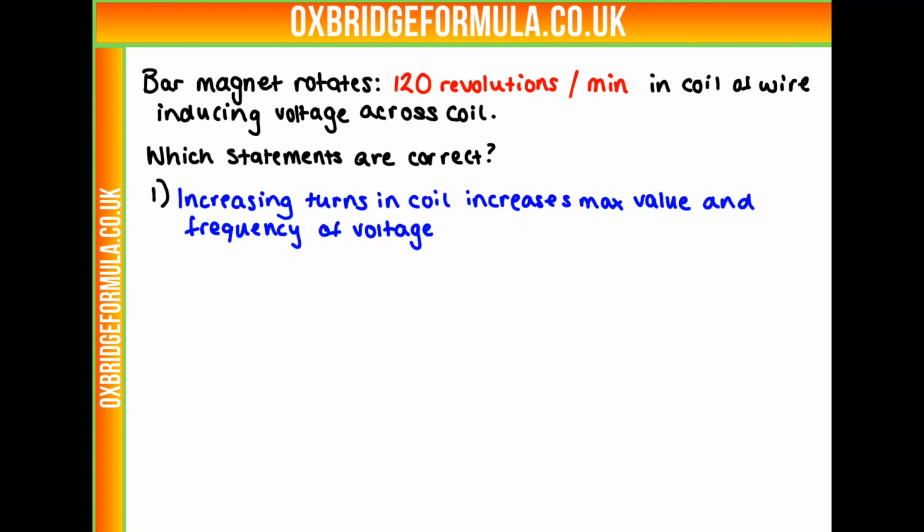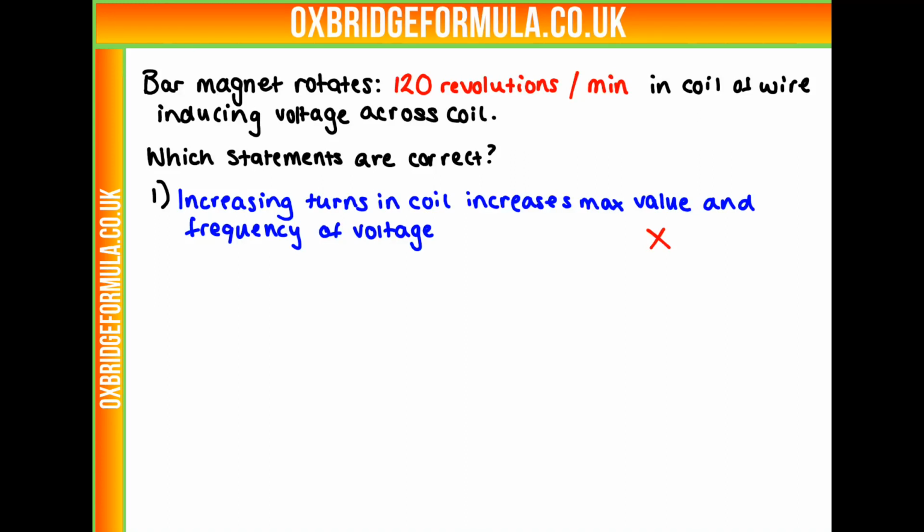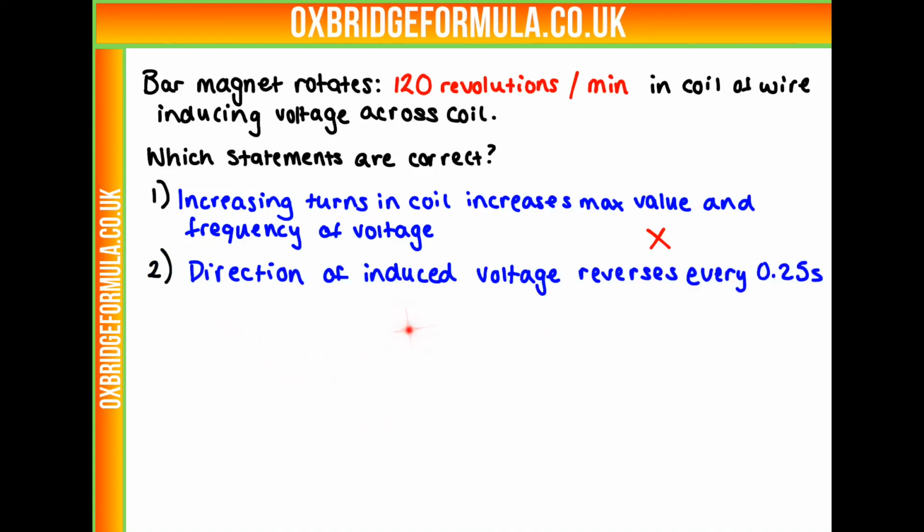So, our first one is that increasing the turns in the coil will increase the max value and the frequency of the voltage. So, is this true? How is increasing the number of coils going to change the voltage? Well, if we increase the number of coils, that's increasing the number of times the magnetic field is cut, so it will increase the voltage. However, it's not going to have any effect on the frequency. That's going to depend on things such as the speed of the rotation, which we're not told changes, so this is incorrect.